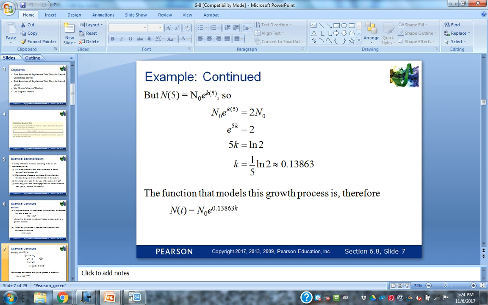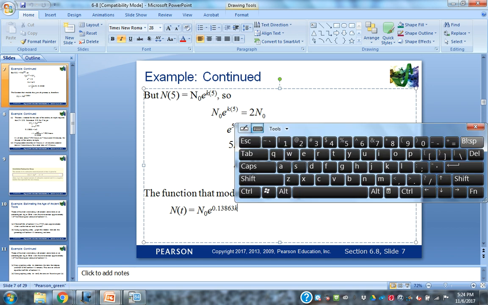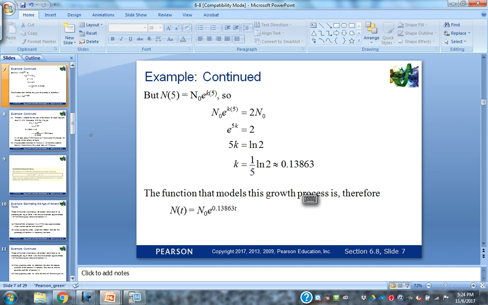Okay, so we've got our growth rate right here. This is our initial amount we start with. K is our... this should be a T right here, not a K. That should be a T. Let me fix that. Okay. All right, that should be a T. Now, that gets us that function that models the growth process for this particular colony of bacteria. Okay, only good for this particular colony, not for any others.